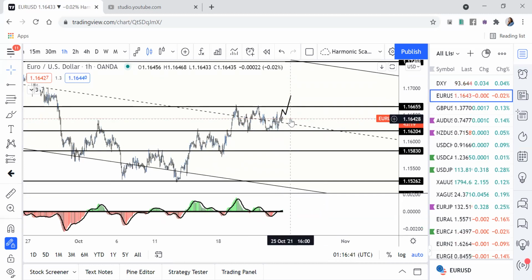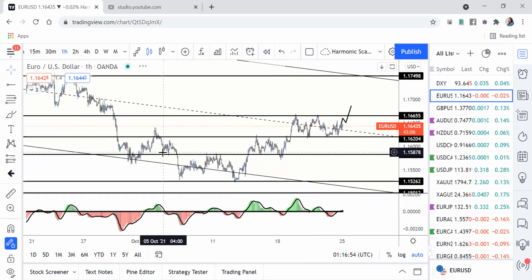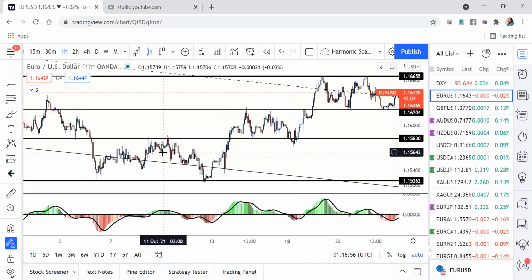All right, so let's look at EU. So obviously, like I showed you guys just now, the DXY is consolidating. So the majors more than likely will be consolidating as well. Okay, now if you follow EU with me, right?